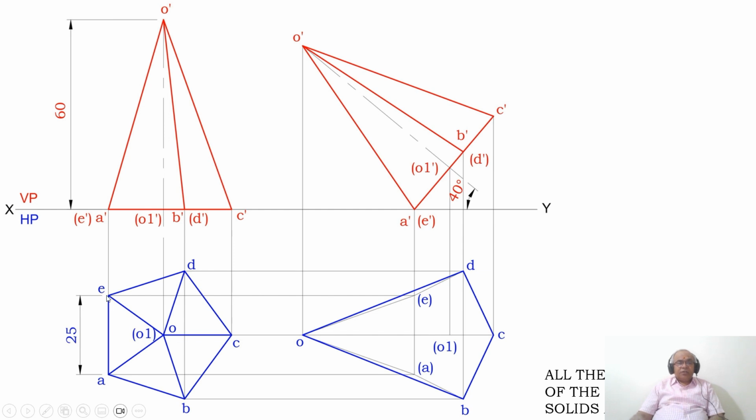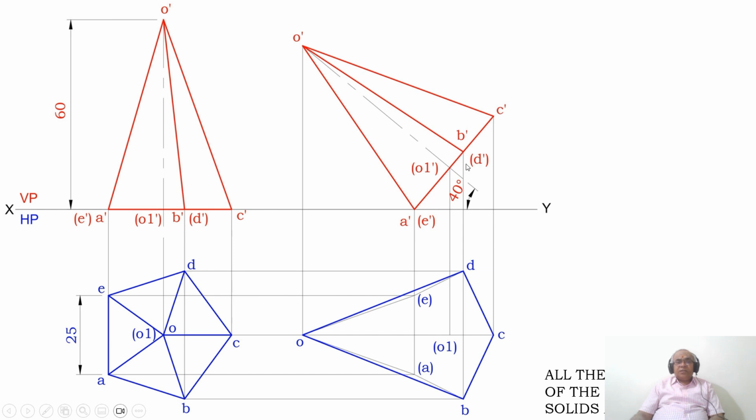Then draw a horizontal projector from both A and E, and draw a vertical projector from A dash and E dash. These 2 lines will intersect at these 2 points. You mark those points as top view A and E. Let us see then how this will become bracket. We will see that at a later stage.